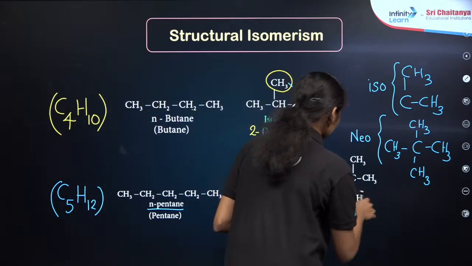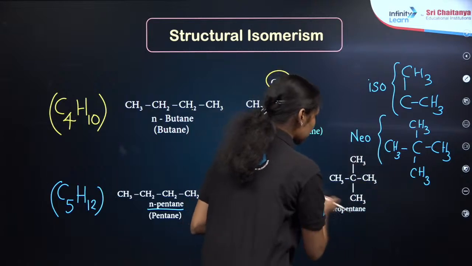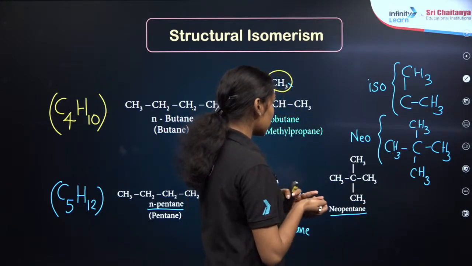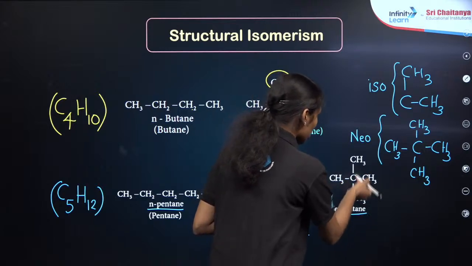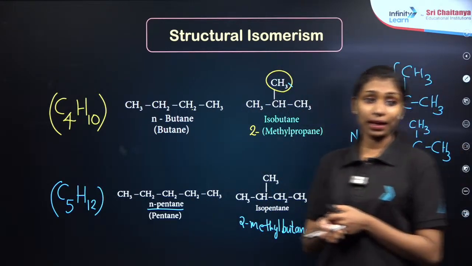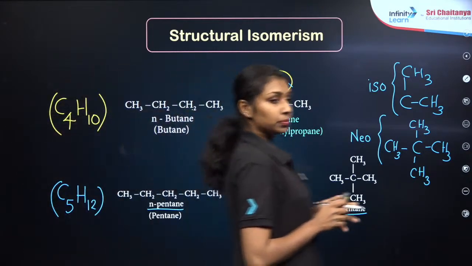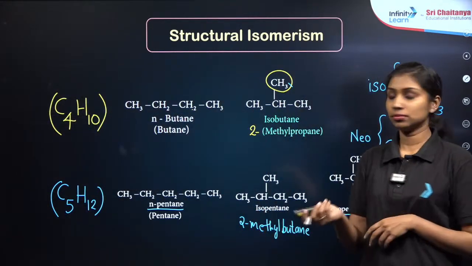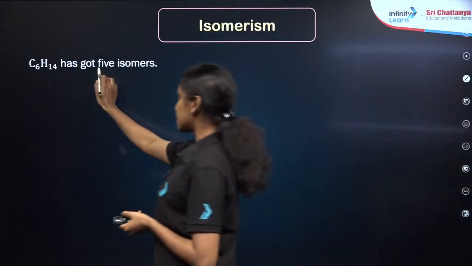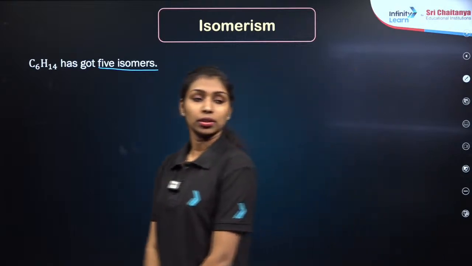Then, what about the next one? It will be the neo part. It contains a C(CH3)4 group, right? So it will be neopentane. Otherwise, what will be the name here? 2,2-dimethylpropane, right? 2,2-dimethylpropane will be the IUPAC nomenclature of neopentane. Clear? Now, try to find out the 5 structural isomers of the hexane compound C6H14.